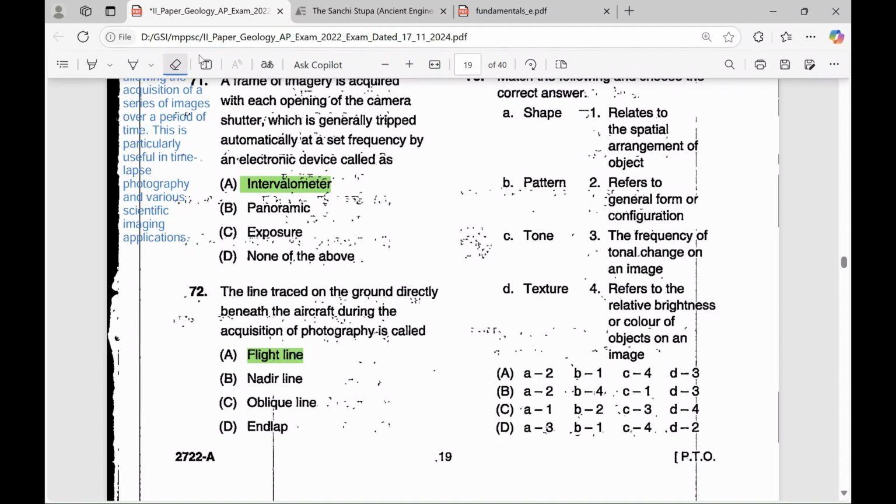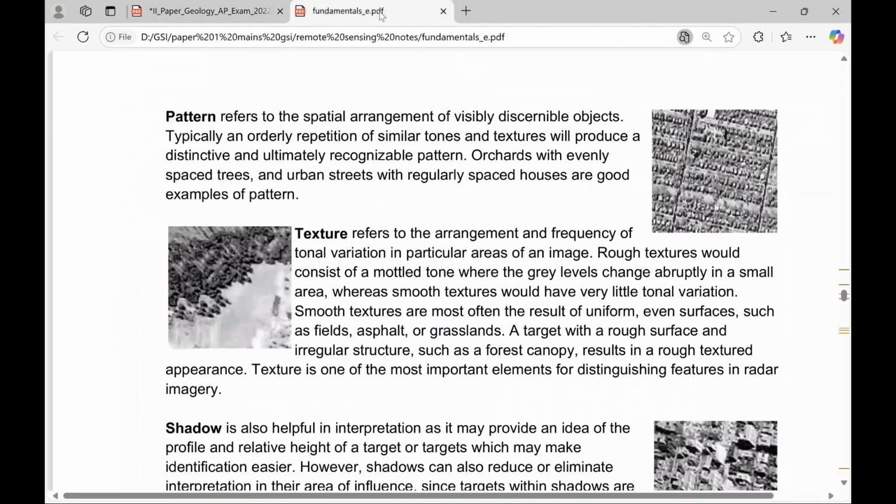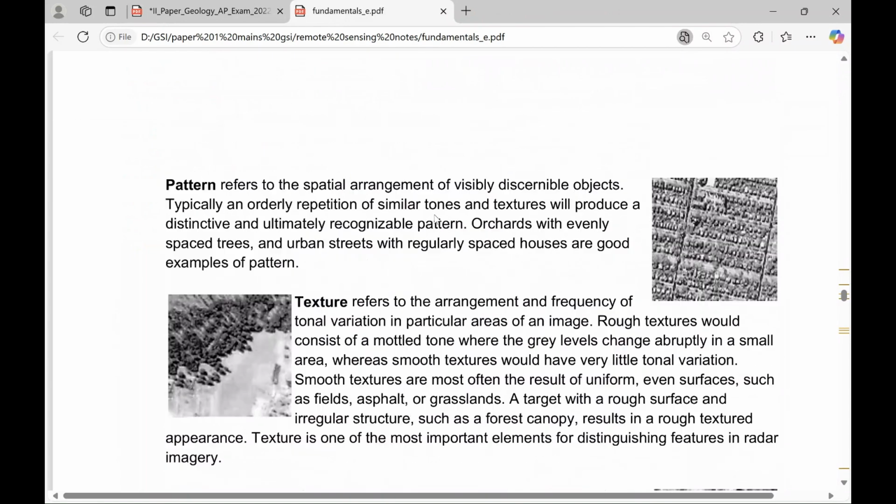So what will be the correct answer? You might get confused between these two terms, shape and pattern. So I'll show you here. What is pattern? It refers to the spatial arrangement.